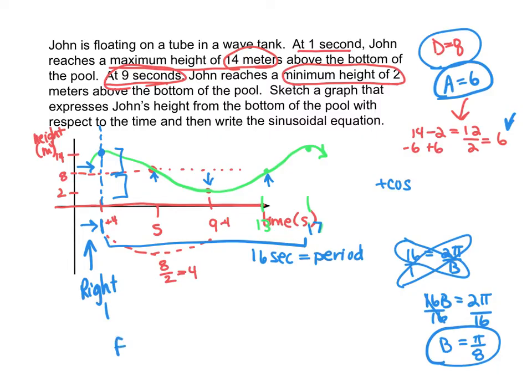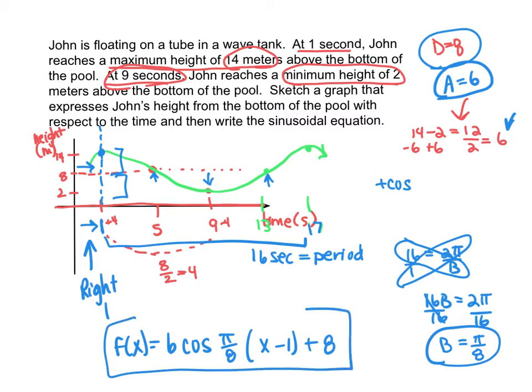So when we write our equation, our a value comes first, which is 6. And then we said this was a cosine. Our b value comes next, which is pi over 8. And then in parentheses, all we have to put is an x minus 1. And then when we add our d value, we get an 8. So this right here is my solution, and I'm going to leave it just like that.